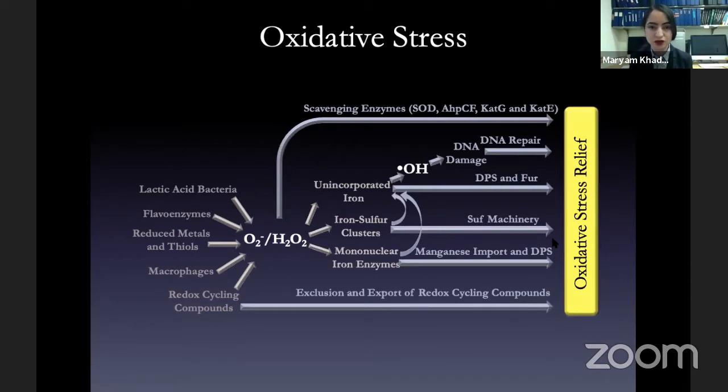But perhaps the first step in all of these defenses is the presence of scavenging enzymes. Scavenging enzymes are enzymes that can degrade superoxide or hydrogen peroxide. E. coli has superoxide dismutase that can degrade superoxide, and it has 3 enzymes, alkyl hydroperoxidase AHP, and 2 catalases, CatG and CatE, that are capable of degrading hydrogen peroxide, which is here. They act in different conditions and under different circumstances.